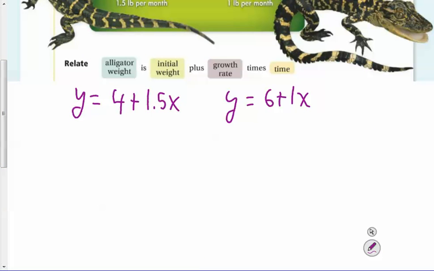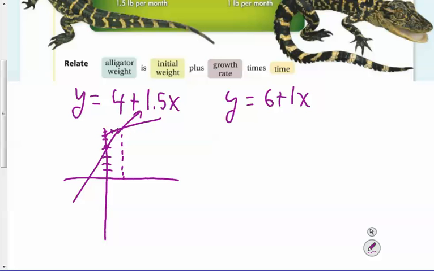What I could do here is graph these. If I draw an x and y-axis, I go up to 4, 1, 2, 3, 4, and put a dot. Then up 3 and over 2 and put a dot. This other one starts at 6, 1, 2, 3, 4, 5, 6, put a dot. Up 1, over 1, put a dot. And I go over here. This location is where they're going to be the same weight.